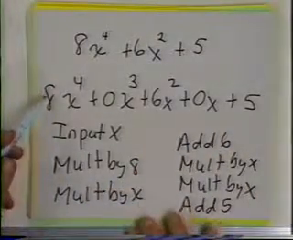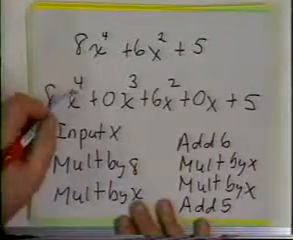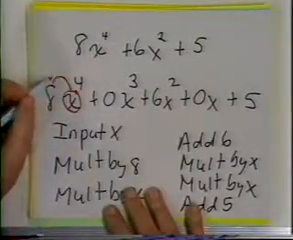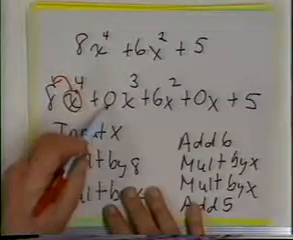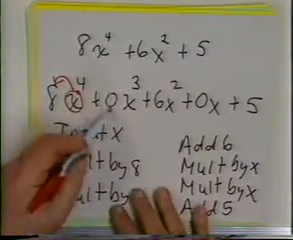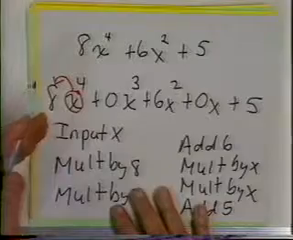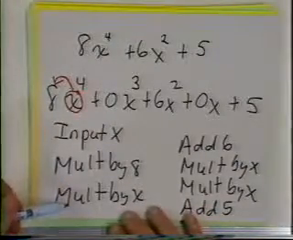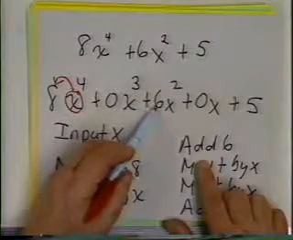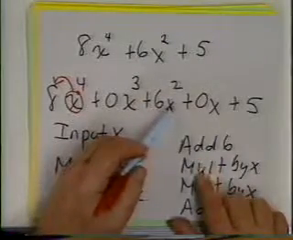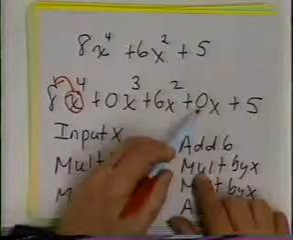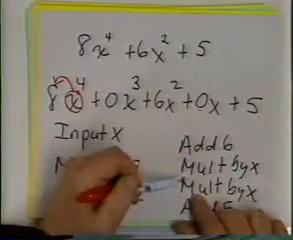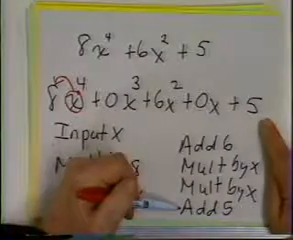Now, if I want to handle this in terms of the calculator, what's the first step? Input 8, right? I'm sorry, input x, multiply by 8. Add 0, but adding 0 wastes a step, doesn't it? Adding 0 doesn't change anything, so you skip writing that step and then say what? Multiply by x. What's the next thing we do? Add 6. Then we do what? Multiply by x again. What's the next step? Add 0. Well, that's wasted, so don't bother writing that. Just multiply by x again, and then you add 5.